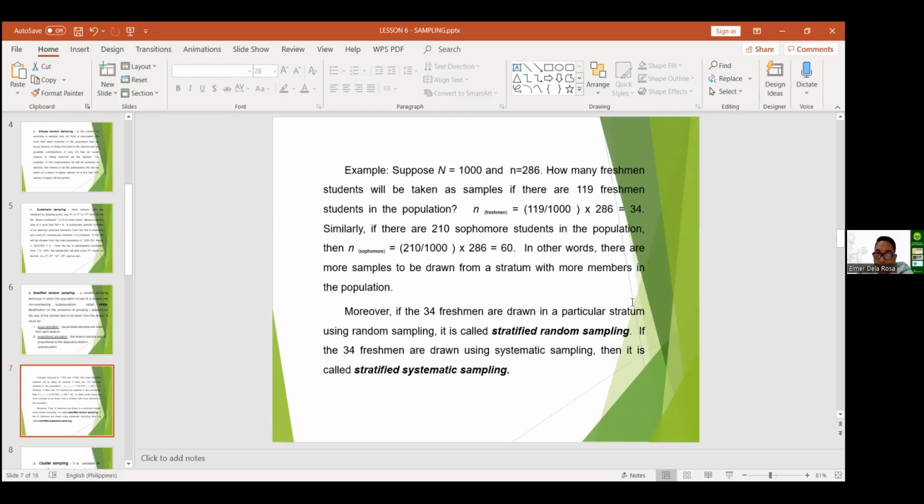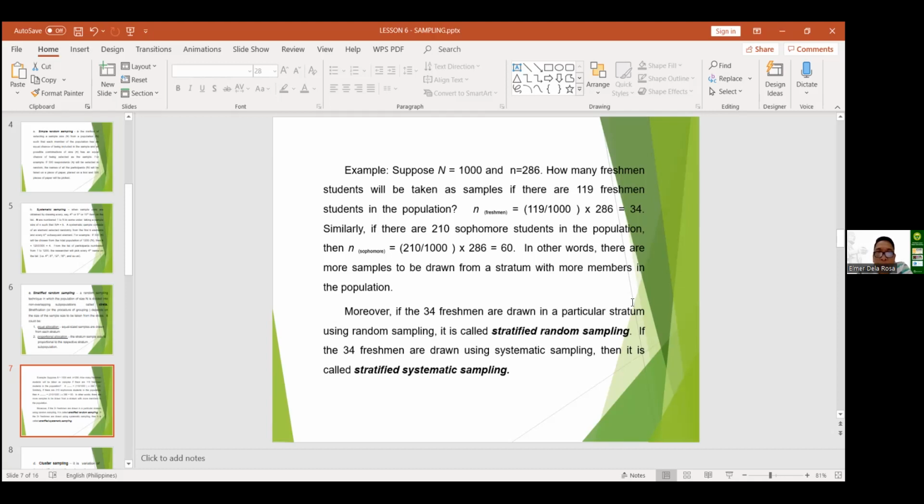Balikan natin si Sir Jose. Ma'am Clairmaine. Hello, sir. Yes, ma'am. Sa simple random po, pwede po gumamit, sir, ng fishbowl for 1,000 students. Tapos, bubunot-bunot na lang po randomly. So you are going to list the names of the 1,000 students.